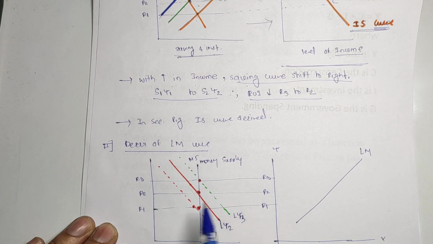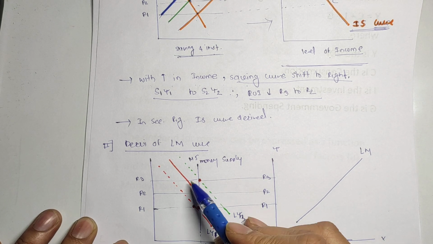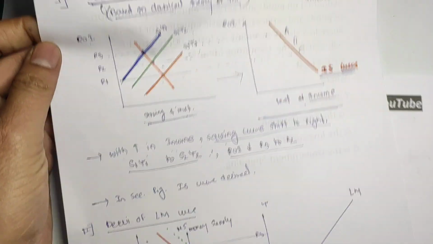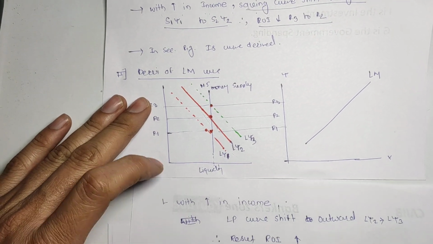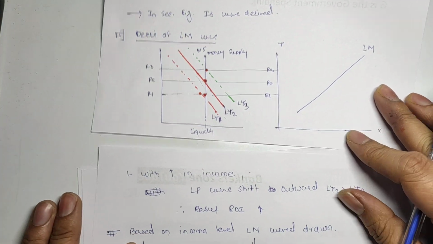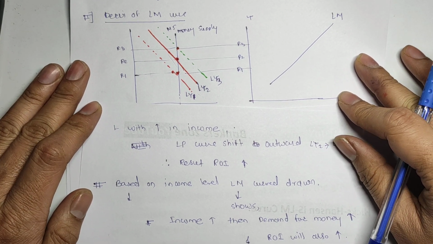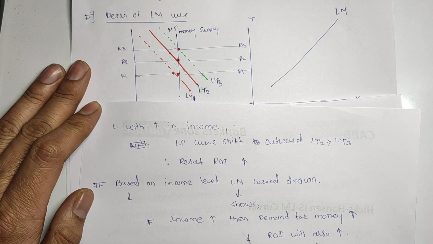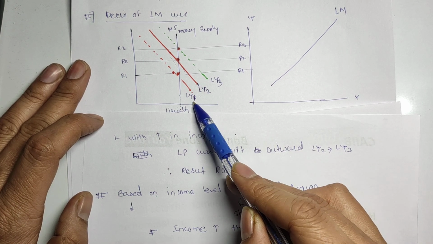see how the LM curve is derived. How the LM curve is derived. See here, you can easily see the derivation. See friends, I think it is visible to all of you. Okay, it's visible now.